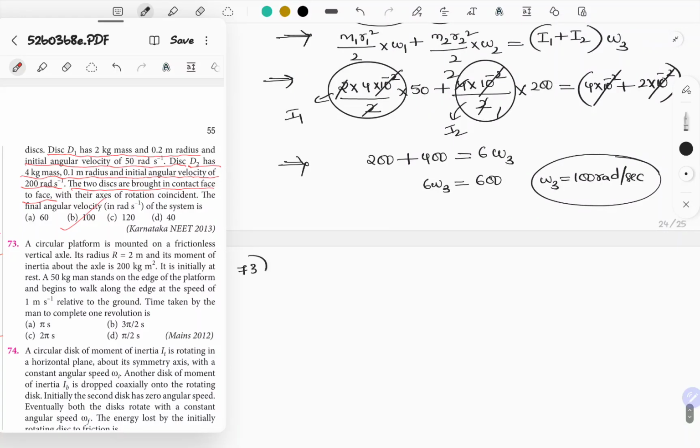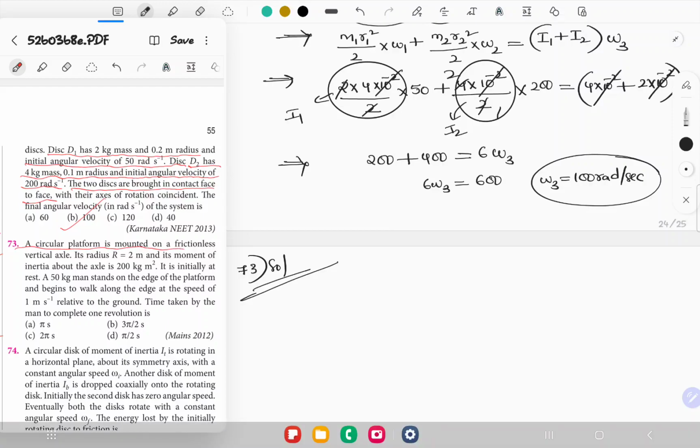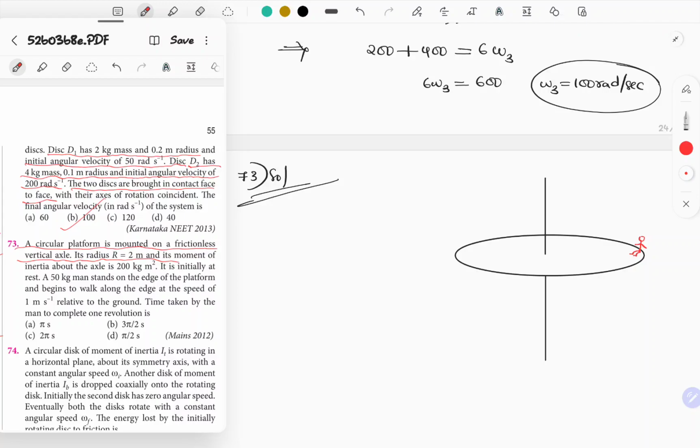Question number 73. Observe the given data carefully. A circular platform is mounted on a frictionless vertical axle. Its radius is r equal to 2 meter. Observe this diagram. Whatever the question they have given, I have represented it in the form of a diagram. They said a circular platform is mounted on a frictionless axle. This is the axle, this is a supporting rod. Radius is 2 meter.